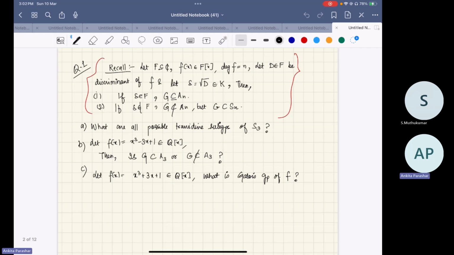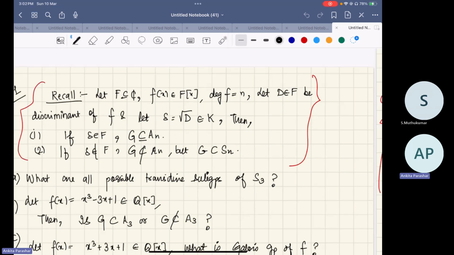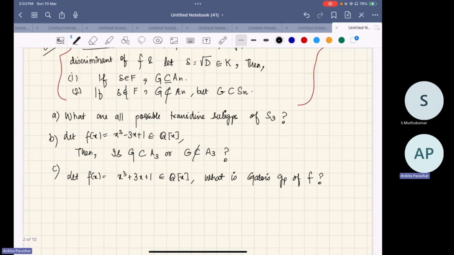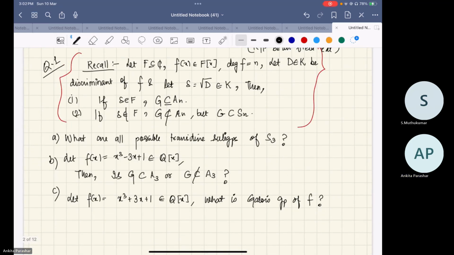Okay, so I think this should be in K, I guess. Let me write first: D is in K, and K over F is a field extension. Okay, now we know such a situation. Now let's go to question one.